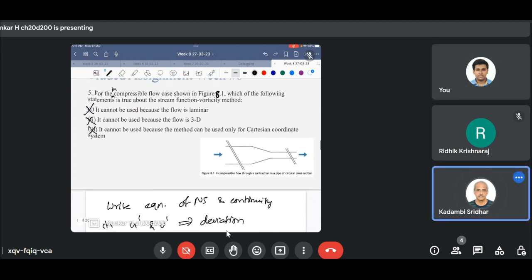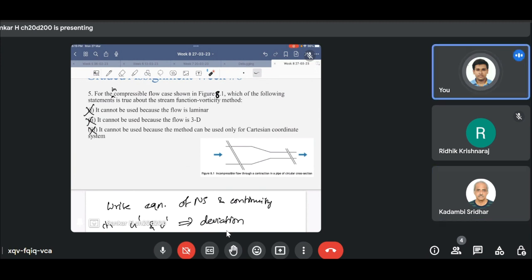But if it is 3D flow, it can be used, isn't it? Or no? Actually, this method only holds true for 2D. We take the curl of the Navier-Stokes equation, so that we neglect the variation of pressure, and we solve for the velocities alone. So we generally solve only two-dimensional problems when we are doing the stream function vorticity method.